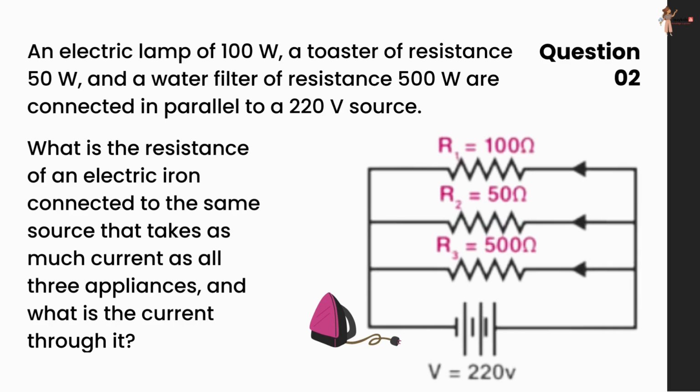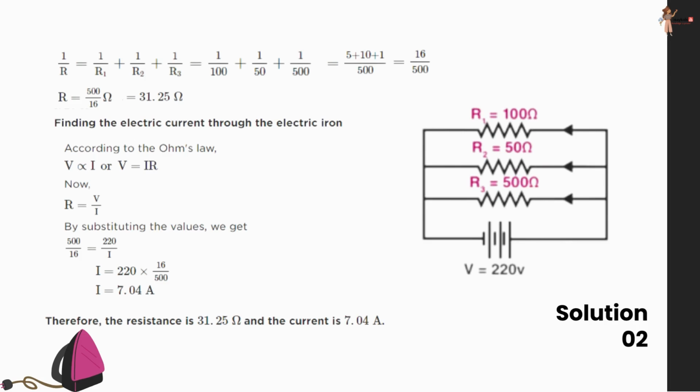Now, total resistance would be calculated as 1 by R equal to 1 by R1 plus 1 by R2 plus 1 by R3. Thus, 1 by 100 plus 1 by 50 plus 1 by 500, which gives us R as 500 by 16 ohms. Now, to find the electric current through the electric iron, according to Ohm's law, V is equal to IR. Hence, I would be V upon R. Substituting the given values, we get I as 7.04 amperes. Therefore, the resistance is 31.25 ohms and the current is 7.04 amperes.